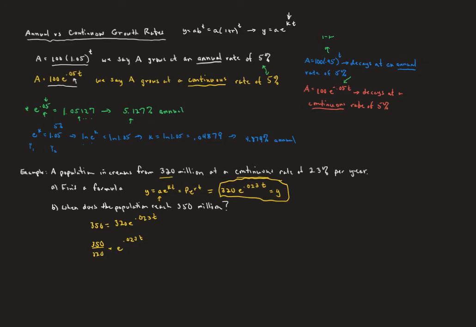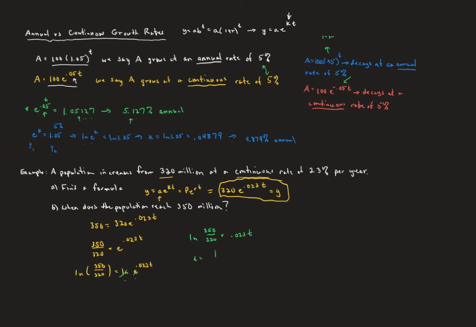I'm just going to be bold here and go ahead and assume that you remember a little bit about how to do your logarithms, natural logarithms. So if we take the natural log of both sides, we're going to end up with the natural log of Euler's number. Those are inverses, and so they will cancel each other out. And so we're going to get the natural log of 350 over 320 is equal to 0.023 t.